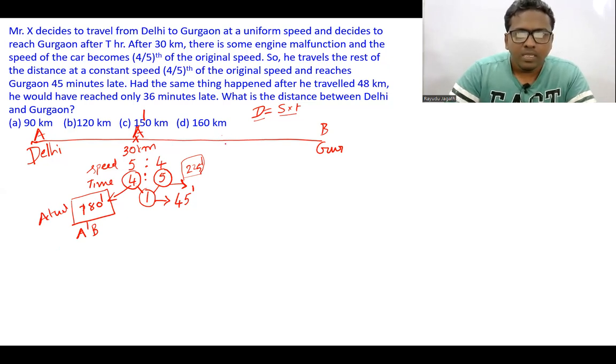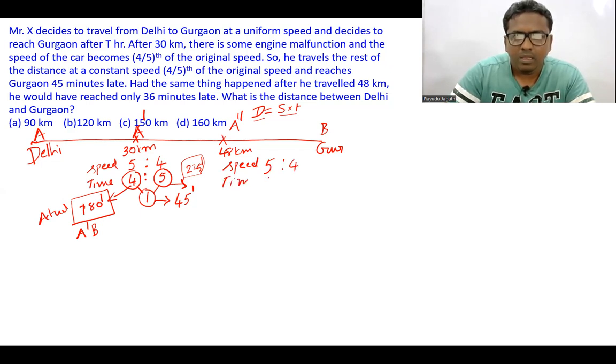So now assume this is the 48-kilometer point, A double dash. If the fault occurs here, that means up to 48 kilometers the car is running with its actual speed only. So under that condition, again the speed ratio should be considered. From A double dash to B, the speed changes like this, again 5:4. Time will be 4:5.